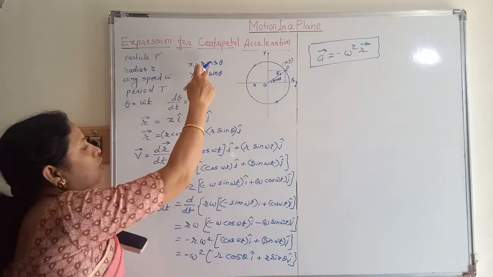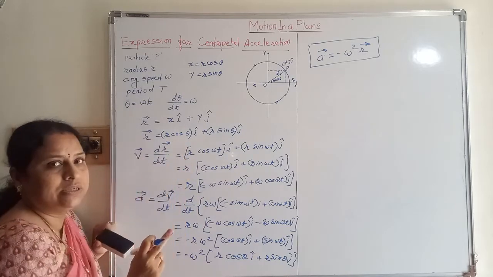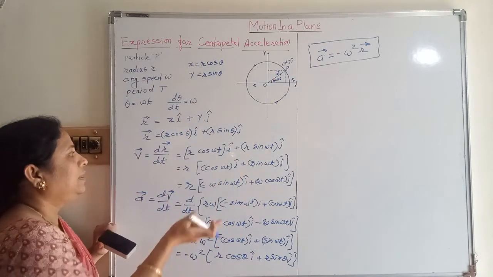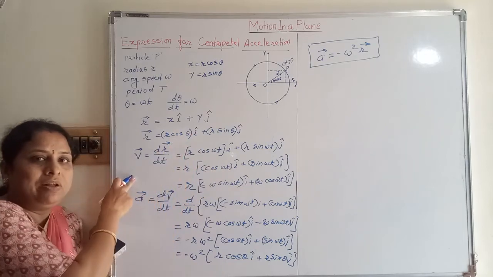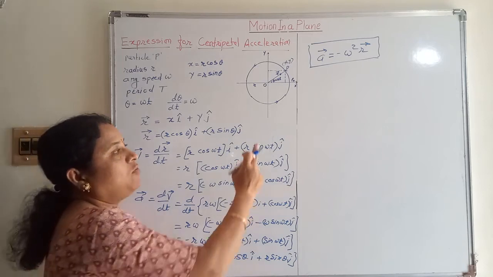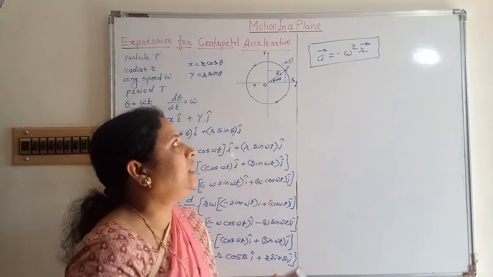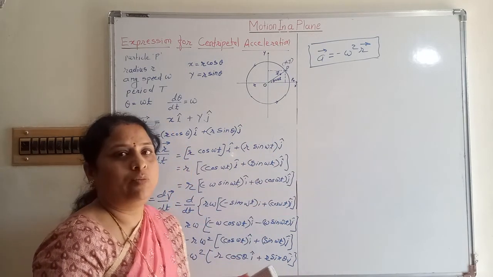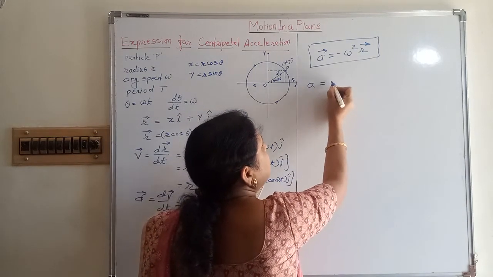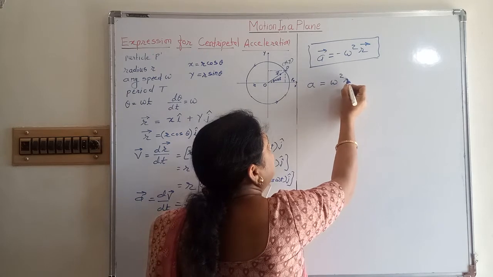We put the value of x component, that is r cos theta, and y component of vector r, that is r sin theta. Then by taking one derivative we get the velocity, and by taking the second derivative we get the acceleration. So for acceleration we get here a is equal to minus omega square r. When we write only magnitude, a is equal to omega square r.